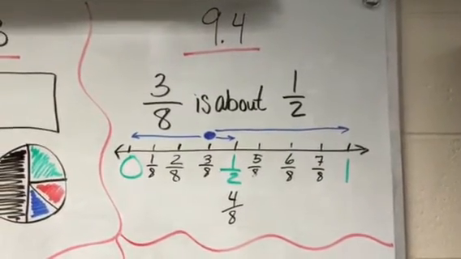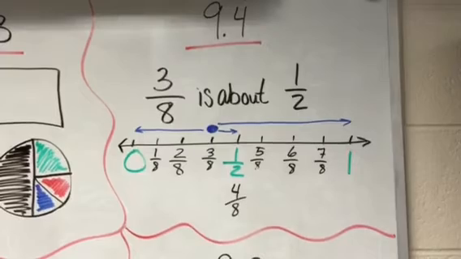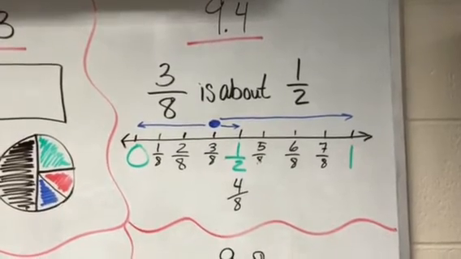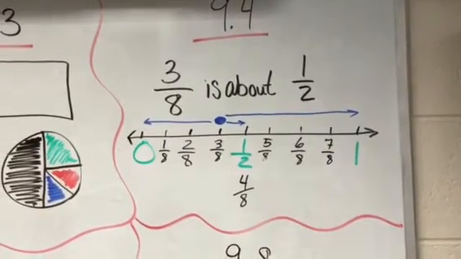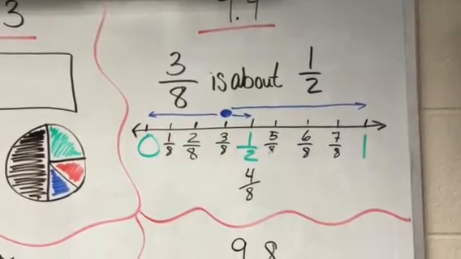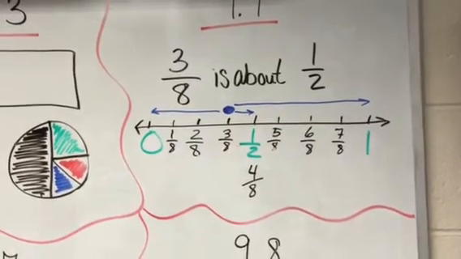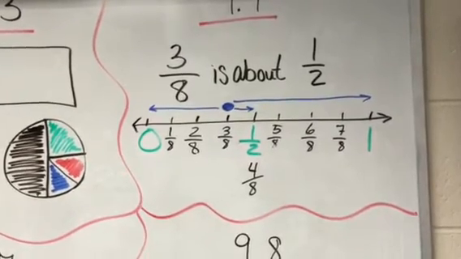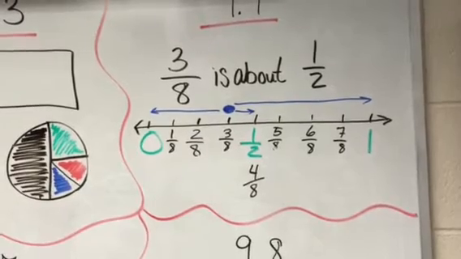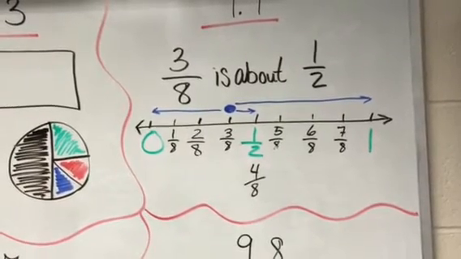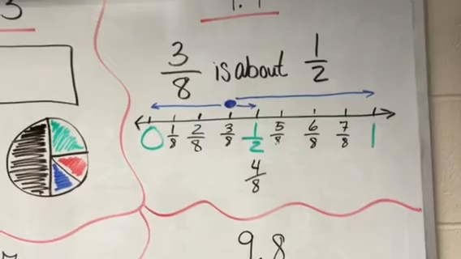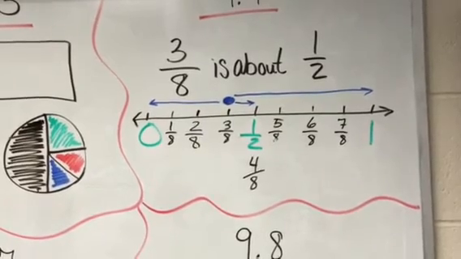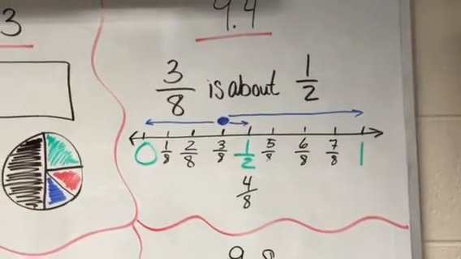9.4 was, again, just rounding. So we had 3/8, and we said that 3/8 is about 1/2. And if you look at the number line, I put in green the ones that we might round to, either 0, 1/2, or 1. When we put a dot at 3/8, look at those 3 blue arrows. The blue arrow going to 1/2 is by far the shortest of the 3 arrows. So that means that 3/8 is closest to 1/2.